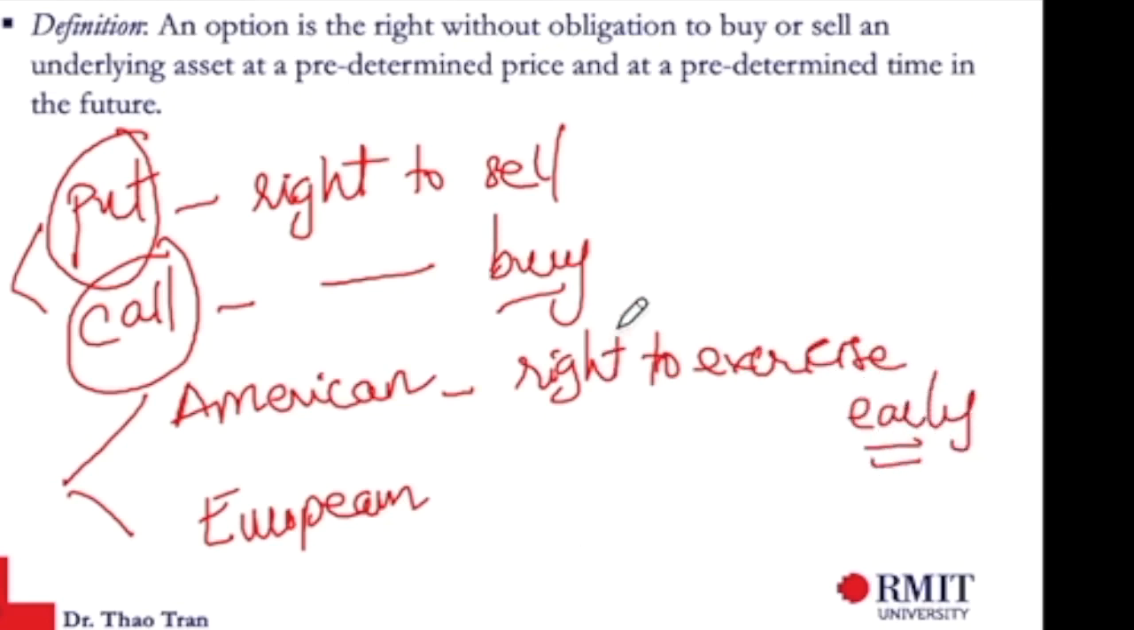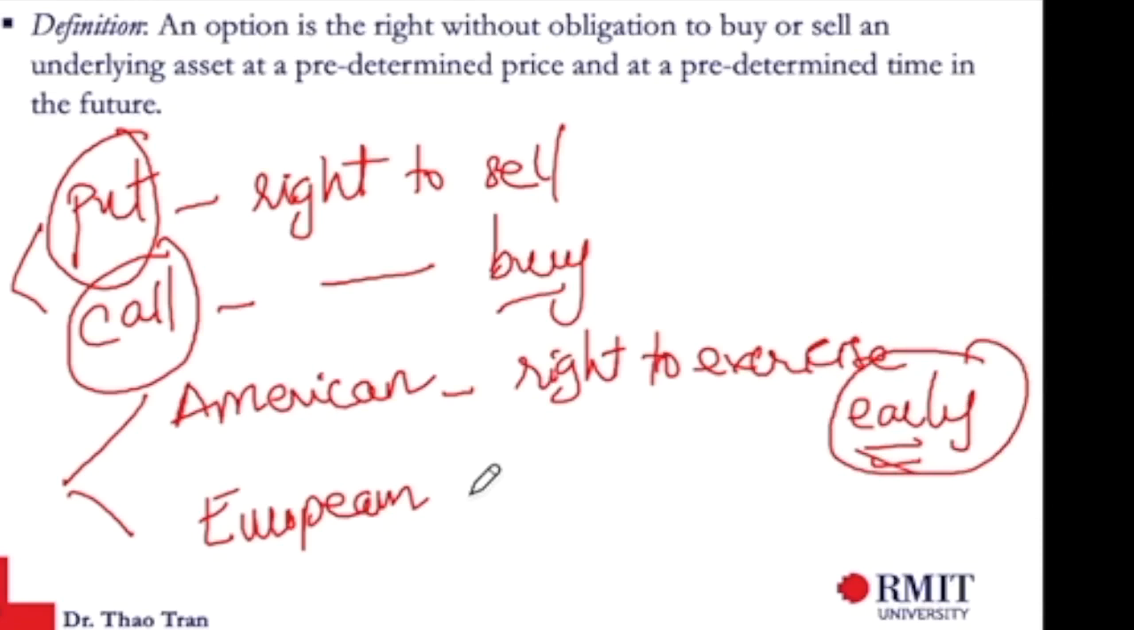Early means that you can exercise anytime before the expiration or on the expiration date. Let's say if I buy the American call option, then I have the right to buy the financial calculator anytime before the expiration date, anytime before the next semester starts. I can buy it tomorrow, in 3 days' time, or in 1 month's time, or on the expiration when the next semester starts. So the American option gives you the right to exercise early, anytime before the expiration.